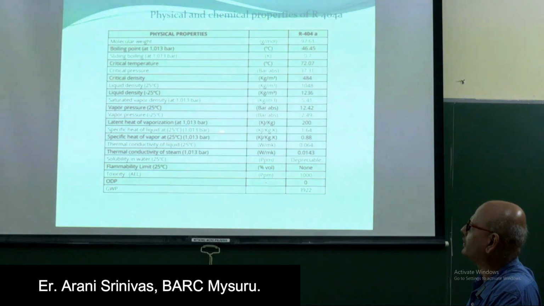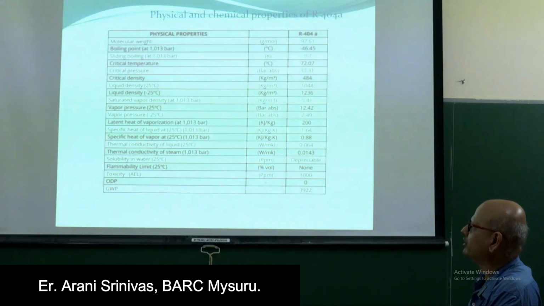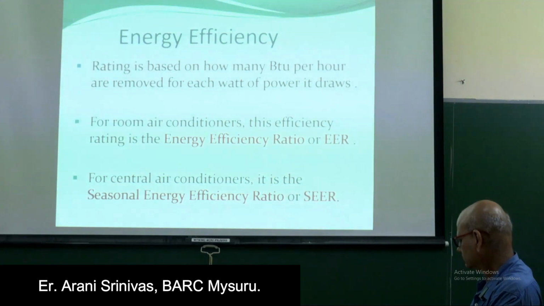See, latent heat of vaporization is 200 kilojoules per kg. If 1 kg of gas boils, it gives 200 kilojoules. So that's why we select a gas which has got a high latent heat property and a low boiling point. Both are very, very important in selecting a refrigerant in any refrigeration system.